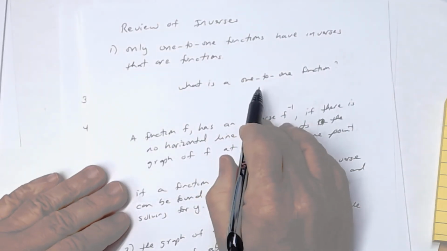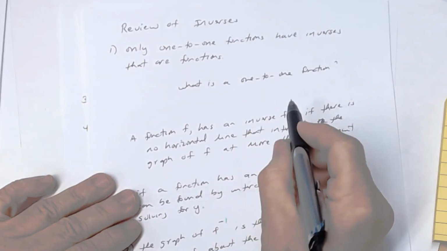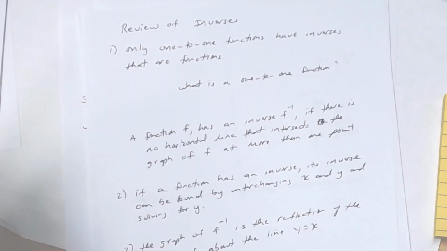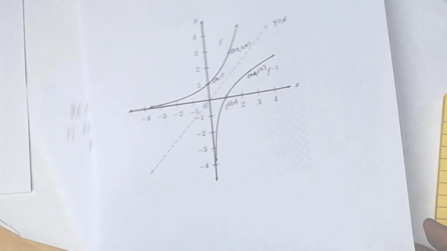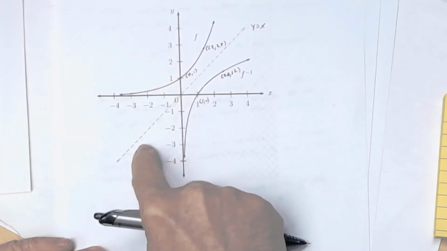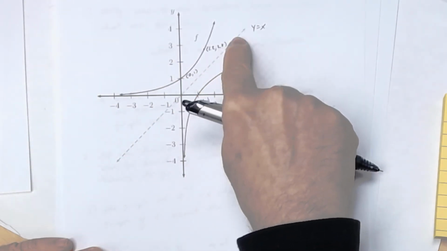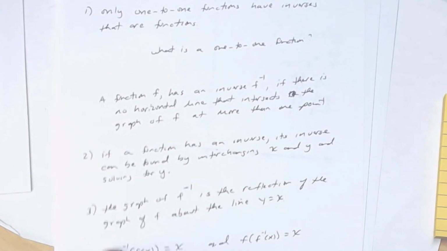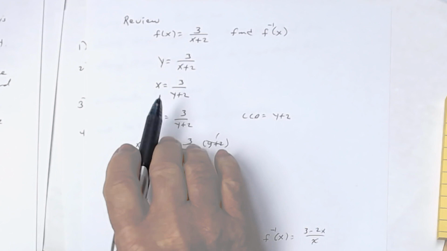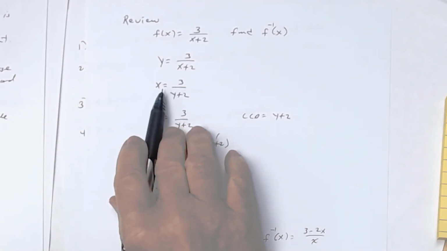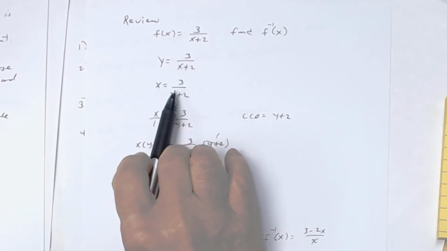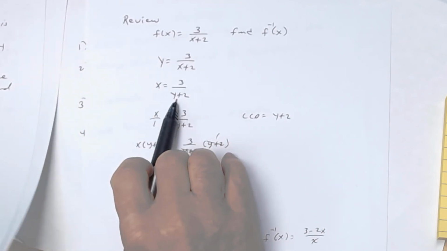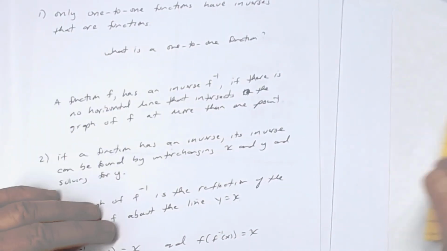Now the question becomes, what is a one-to-one function? Well, remember, when we looked at this right here, we said that inverse functions are symmetrical about the line y equals x, right? Okay. And so when we found the inverse, we then knew that one of our steps, we had to interchange the coordinates. y becomes x, x becomes y. All right? So that means this then.